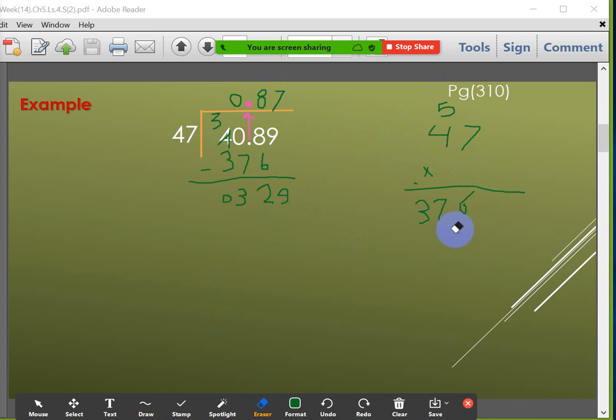Now let's multiply 7 with 47 to find the number. 7 multiplied by 7 equals 49, so I put 9 here and 4 above the 10. 7 multiplied by 4 equals 28, plus 4 equals 32. So look, the same number, 328. Okay, now if you subtract, the number left with me is 0.